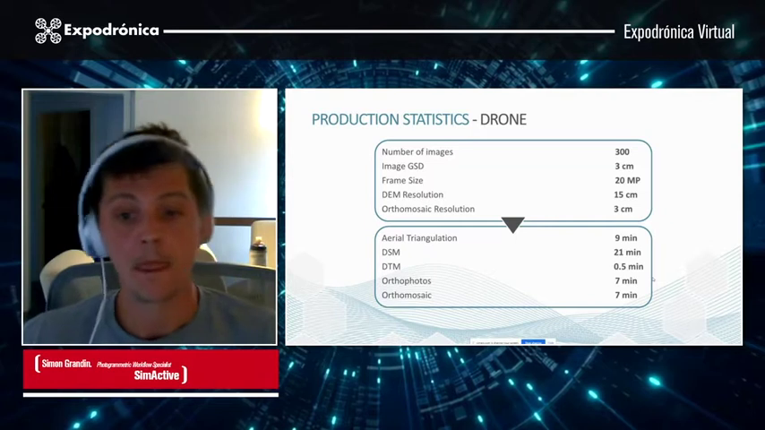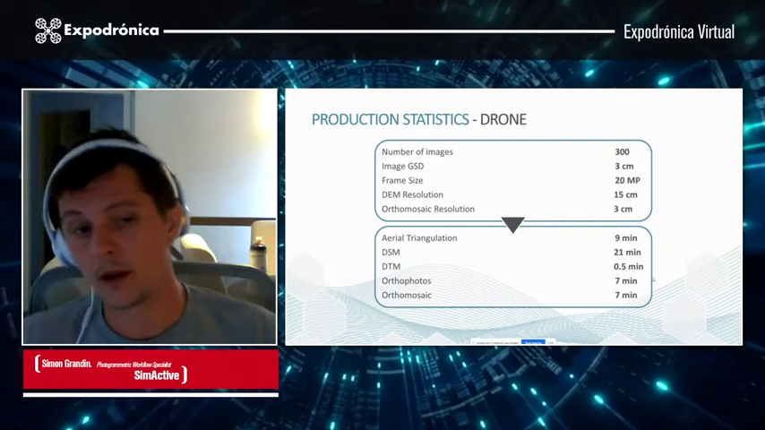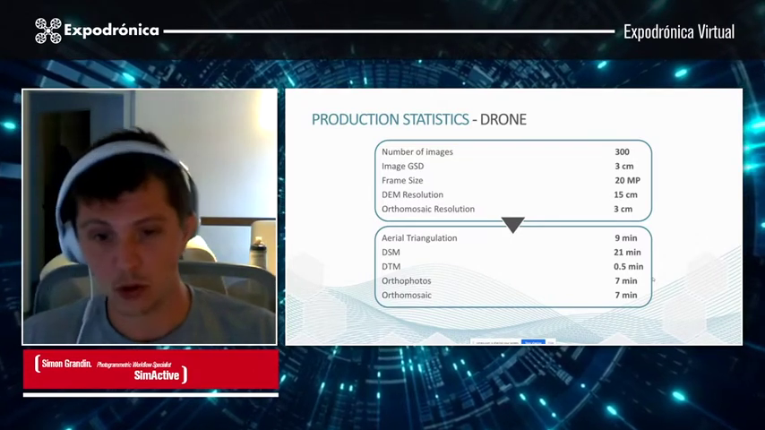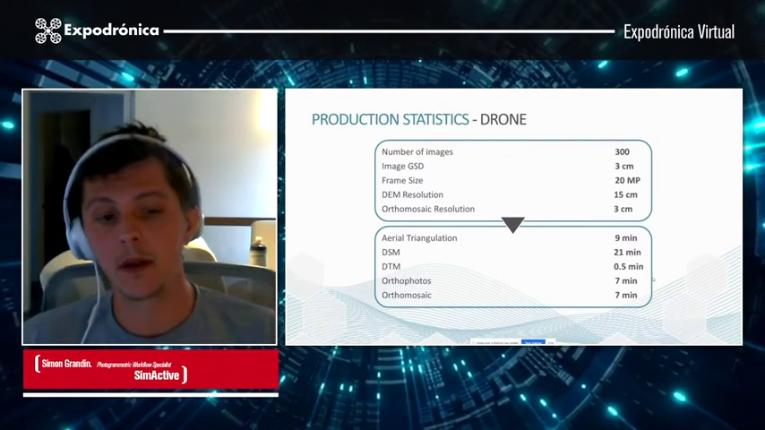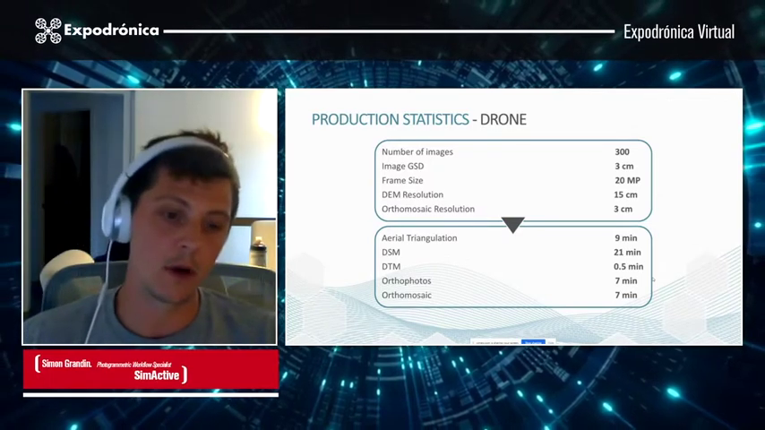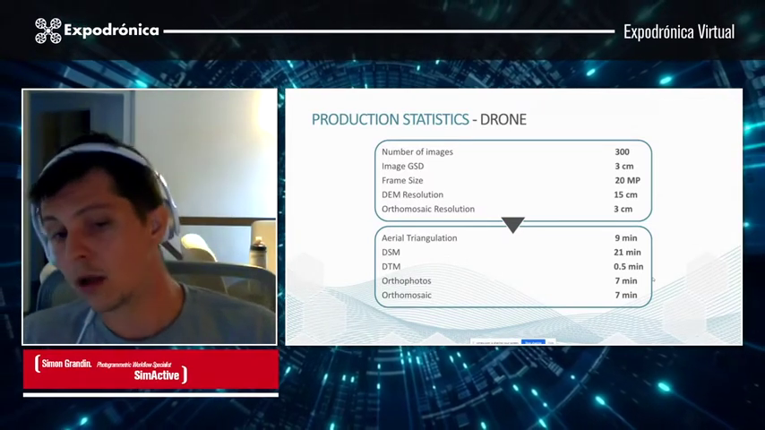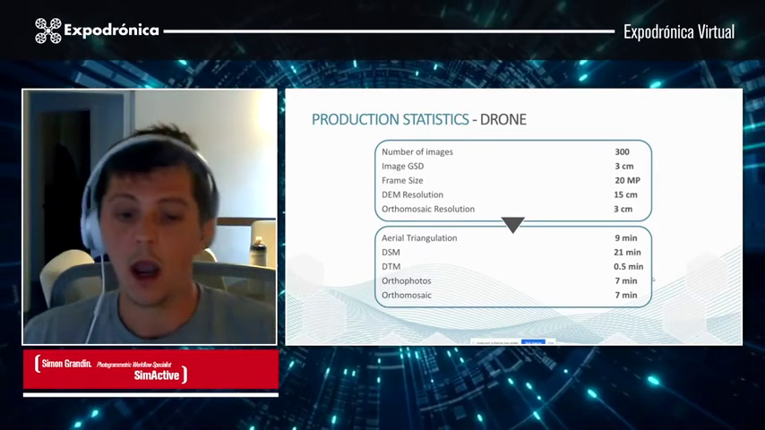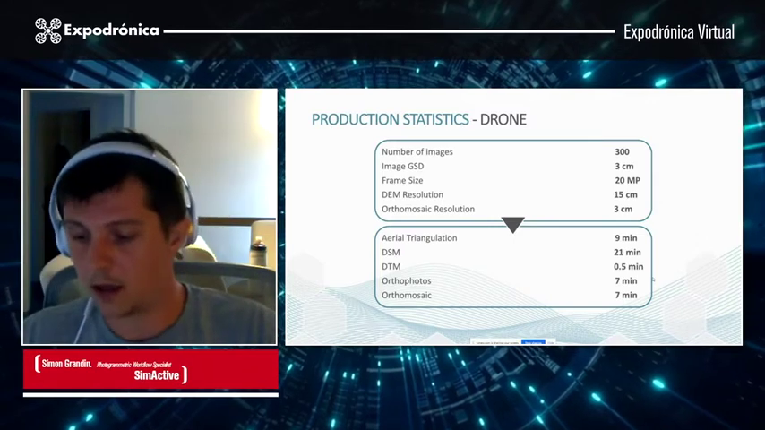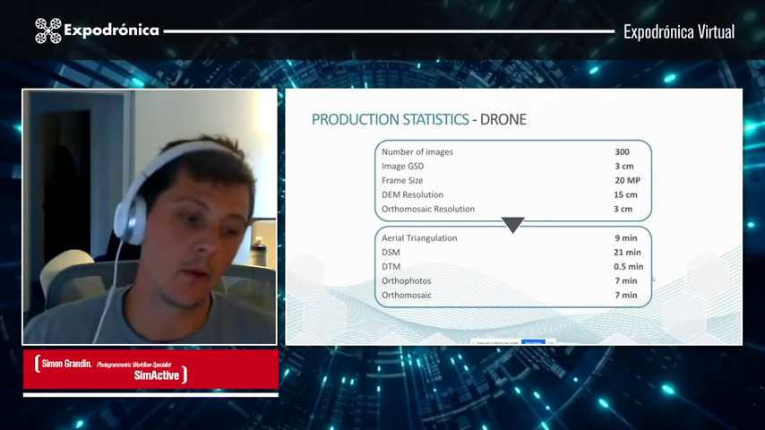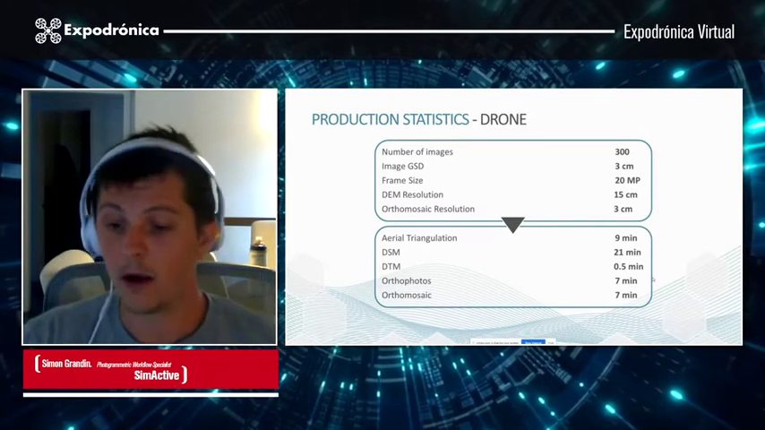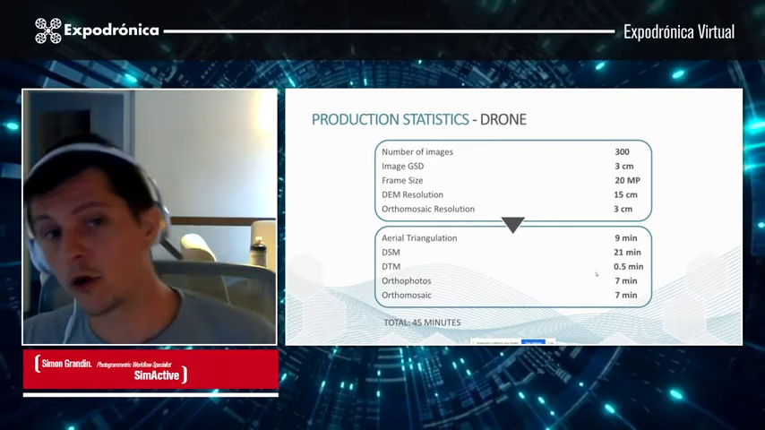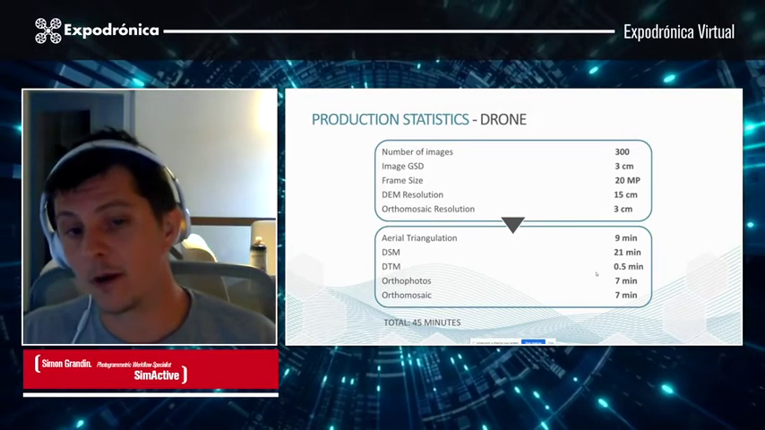0.5 minutes, so 30 seconds, for the DTM extraction, which is really quick. It's our fastest module. And then around 7 minutes for orthophotos and 7 minutes for the mosaic creation. Also, those times can be brought down if you're using SSD drives, which have faster writing and reading speeds for faster processing time. So here, for a total of 300 images, we had 45 minutes of processing.